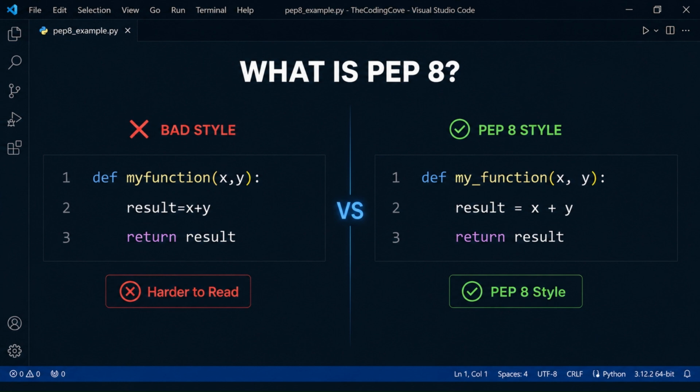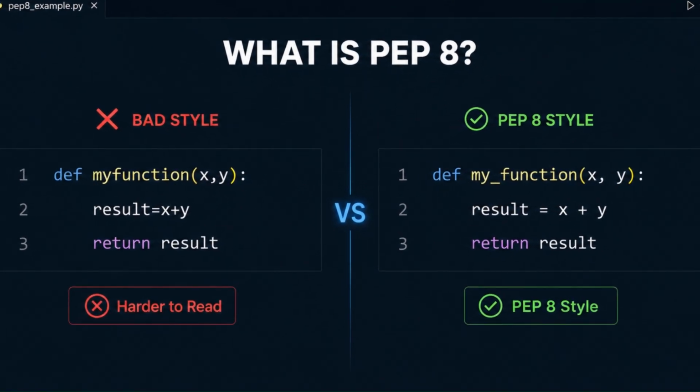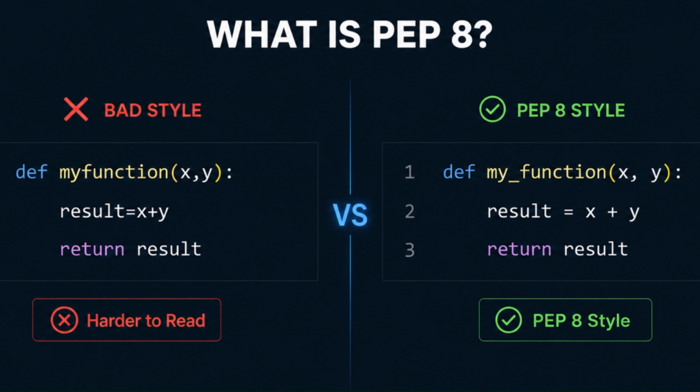For example, two programs might produce exactly the same result, but one can be much easier to read than the other. That's the goal of PEP8, not just code that works, but code that other people, including your future self, can easily understand. Let's look at some of the most important PEP8 recommendations.